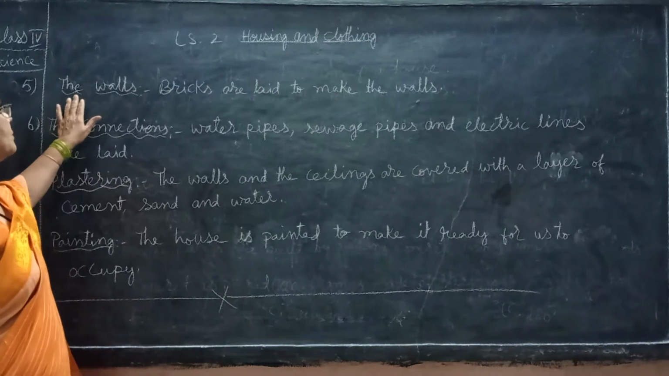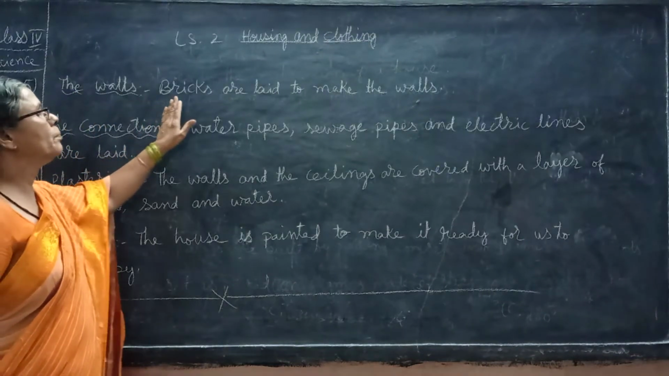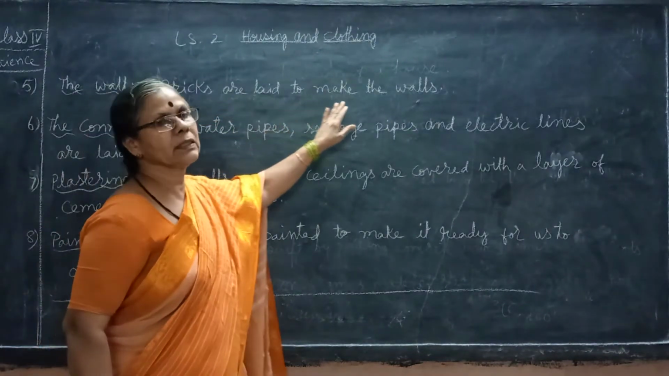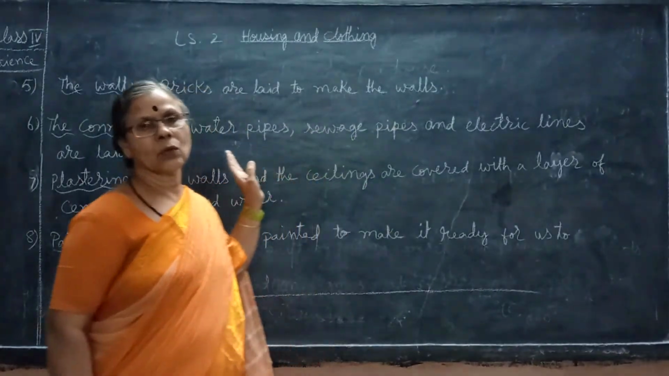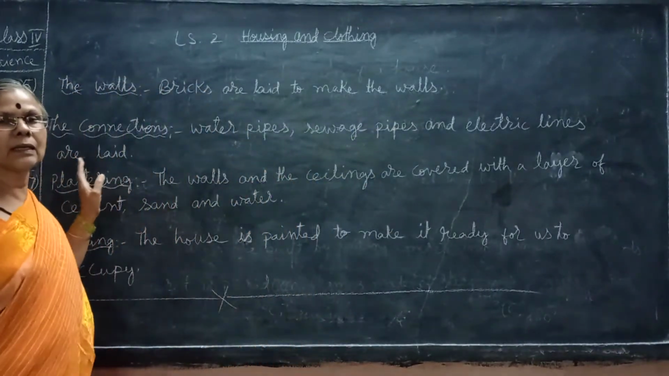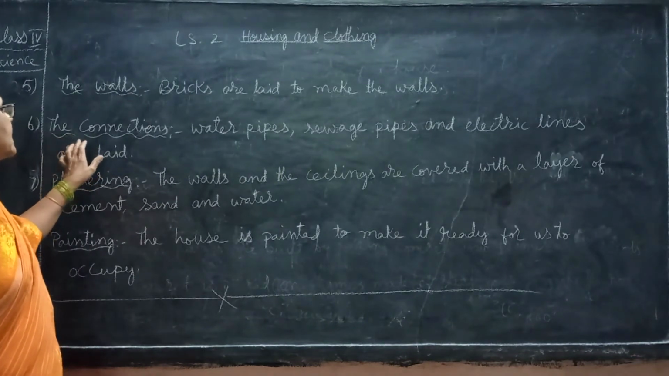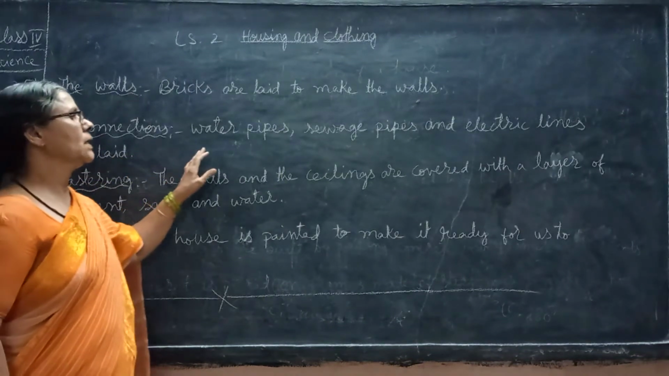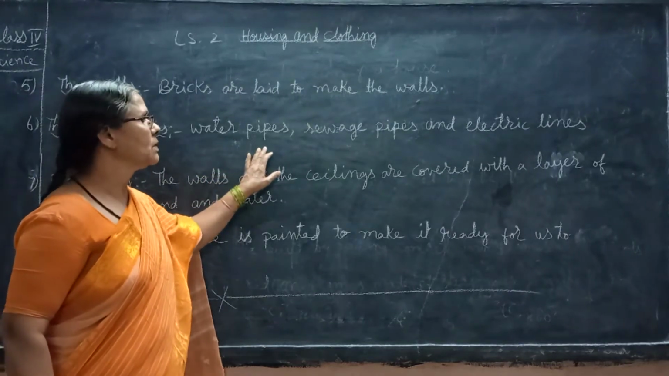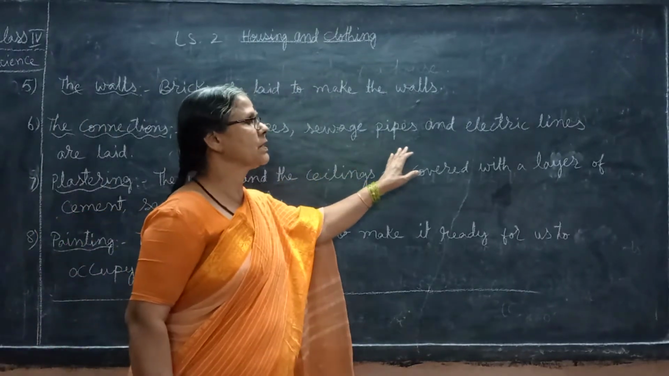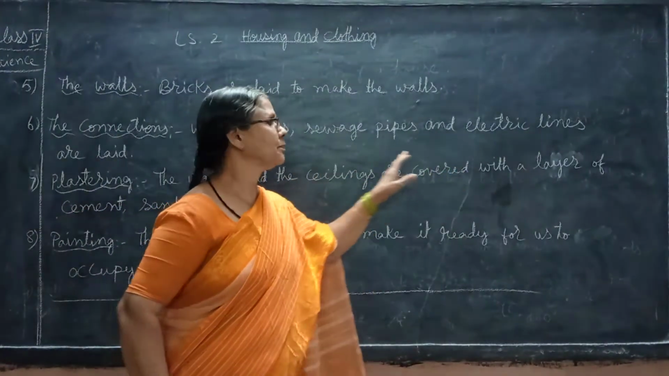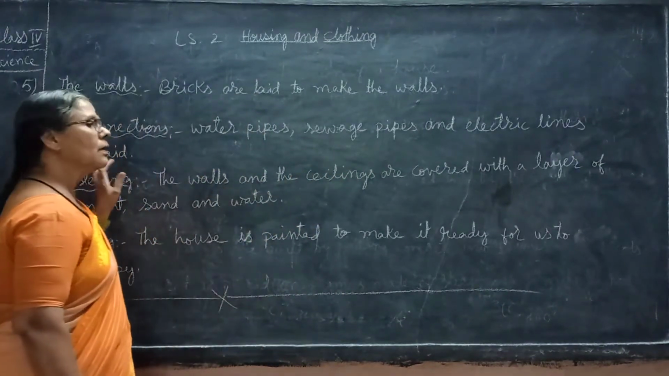The walls. Bricks are laid to make the walls. Then the sixth stage, the connections. Water pipes, sewage pipes and electric lines are laid.